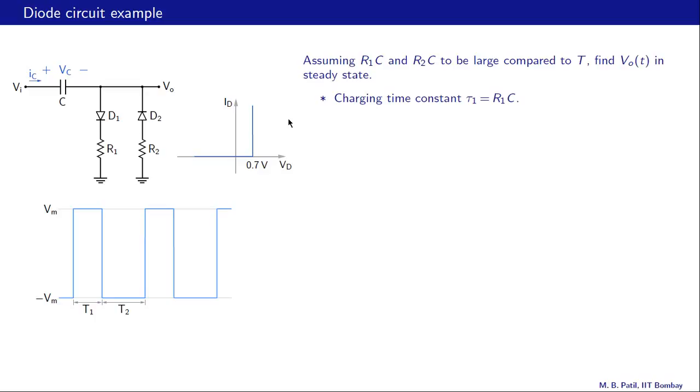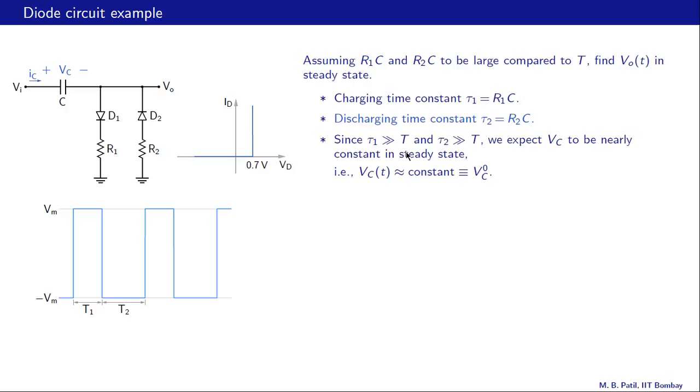Charging time constant tau1 equal to R1C, as we have already seen. Discharging time constant tau2 is R2 times C. And since tau1 and tau2 are both much greater than T, the period of the input waveform, we expect Vc to be nearly constant in steady state. And why is that?